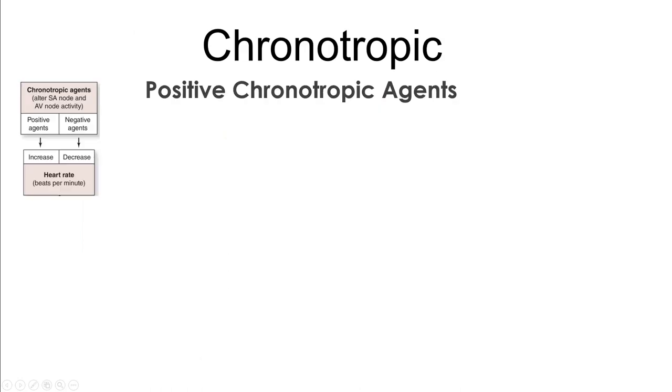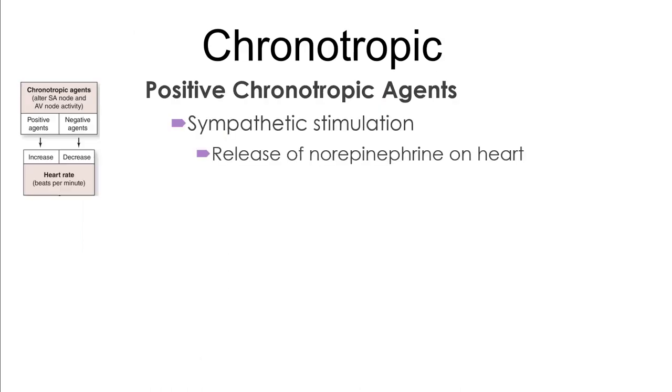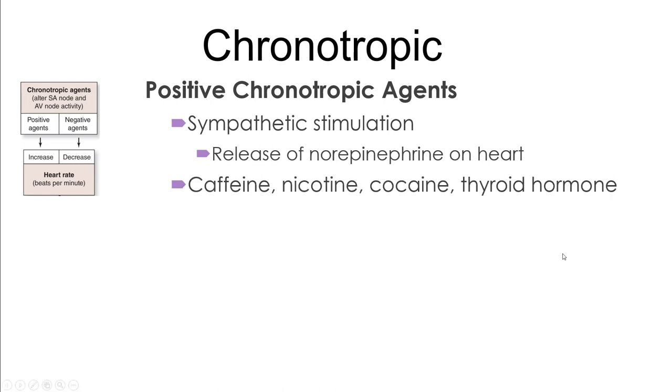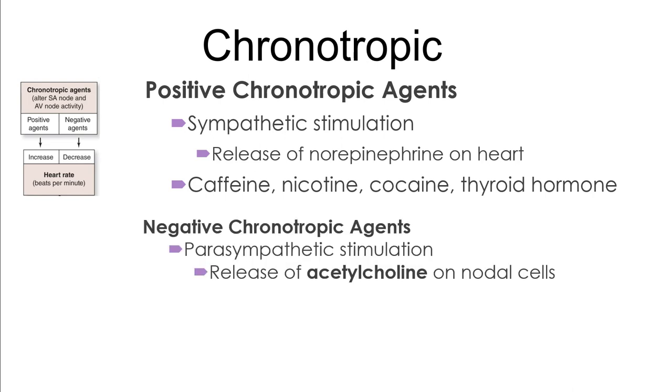And with that, we're going to have some positive agents, which certainly the sympathetic nervous system is going to increase the rate of your heart. That's going to be your norepinephrine. We know that epinephrine can do that as well. But we have some other agents that can. Caffeine. I know many of you are addicted to caffeine. Nicotine, cocaine, these opiates, and even thyroid hormone that increases your metabolism. Those increase your heart rate, and so they're positively chronotropic.